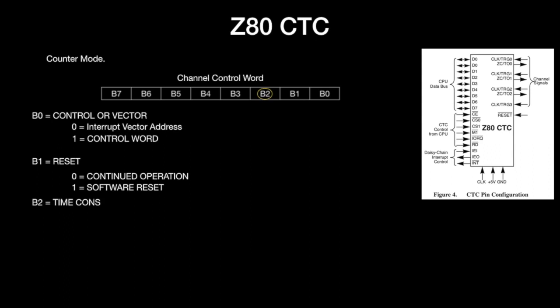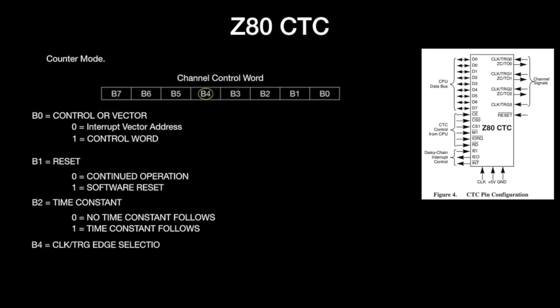The next bit, B2, stands for time constant. If it is 0, no time constant follows. If it is 1, a time constant follows, which means if you set it to 1, you have to send another byte, which is the time constant. That's why they call it a channel control word. You actually specify it with two bytes, one for the control and the second one is the time constant. You can specify its value from 0 to 255, and 0 means it's actually 256. So if you set it to 0, it will decrement the counter from 256 down to 0. If it reaches 0, it will restart with the time constant.